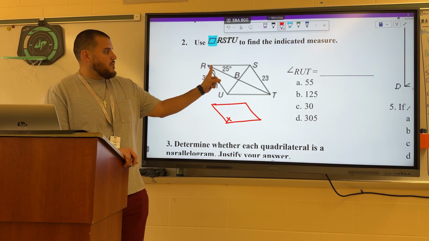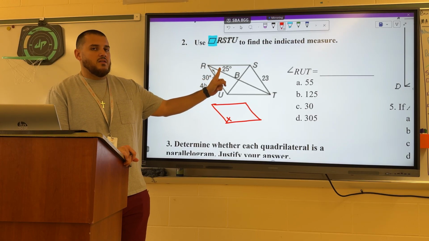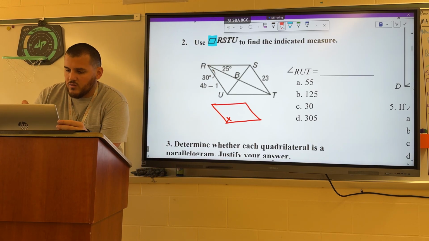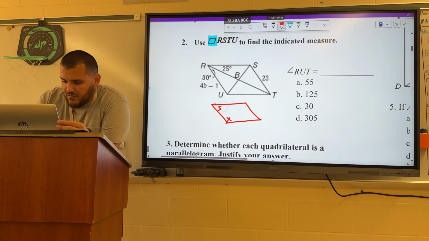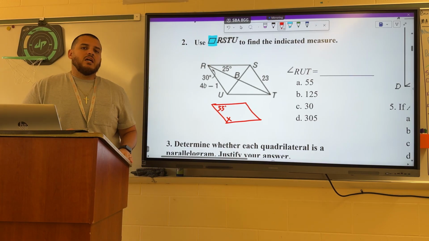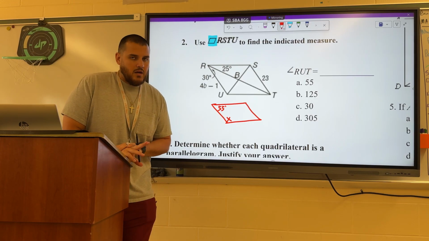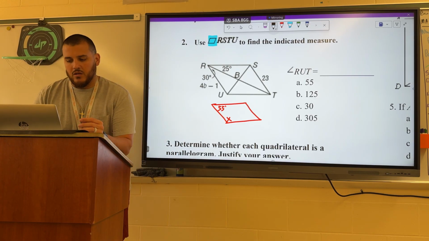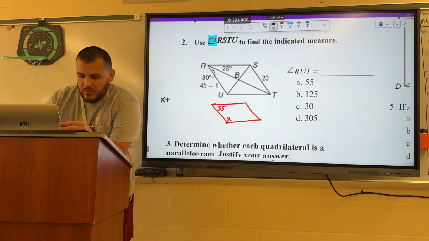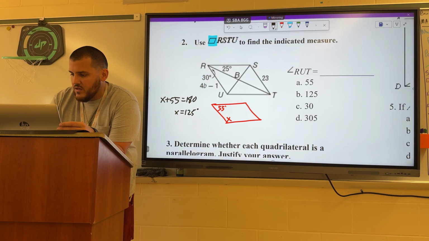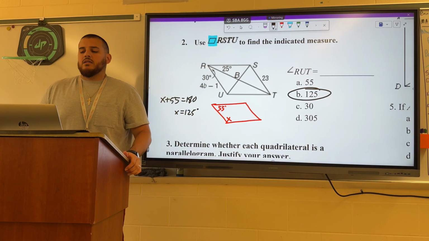You notice this top left corner where R is split into a 30 and a 25. Well, if we combine those, it gives us that whole measure. 30 plus 25 gives me 55 degrees up there in the top left. And the reason that's relevant is we can now identify these as consecutive angles. And in parallelograms, consecutive angles are supplementary to each other. So that x plus 55 has to add up to 180 degrees. If we subtract 55 from both sides, we're going to get 125 degrees, option B, for the measure of angle RUT in this example.